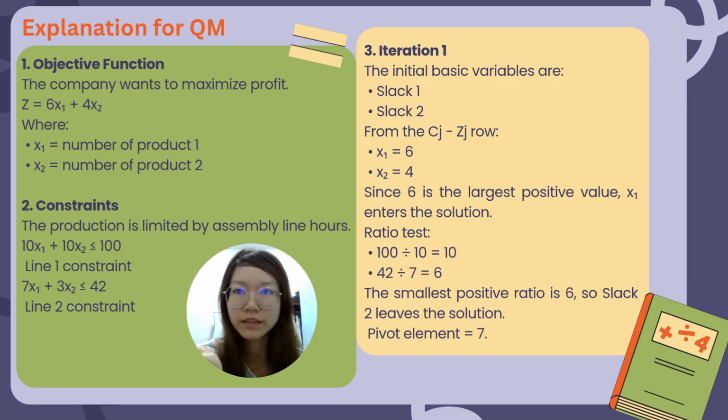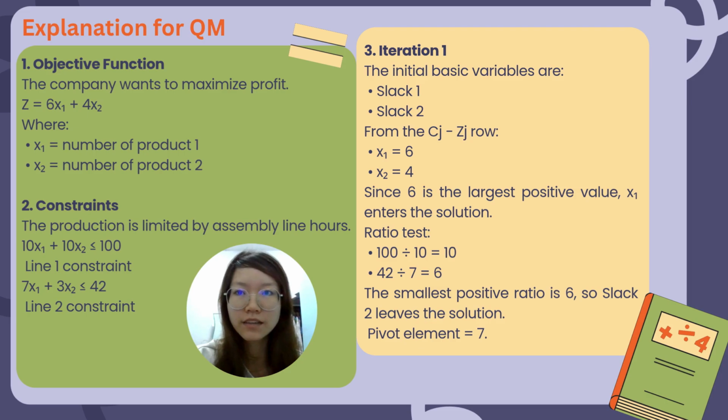This slide explains the objective function and the first iteration in QM. The company wants to maximize profit using the equation Z equals 6x1 plus 4x2. Here, x1 represents product 1 and x2 represents product 2. The constraints show the limits of assembly line hours. In iteration 1, the initial basic variables are slack 1 and slack 2. From the C minus Z row, x1 has value 6 and x2 has value 4.